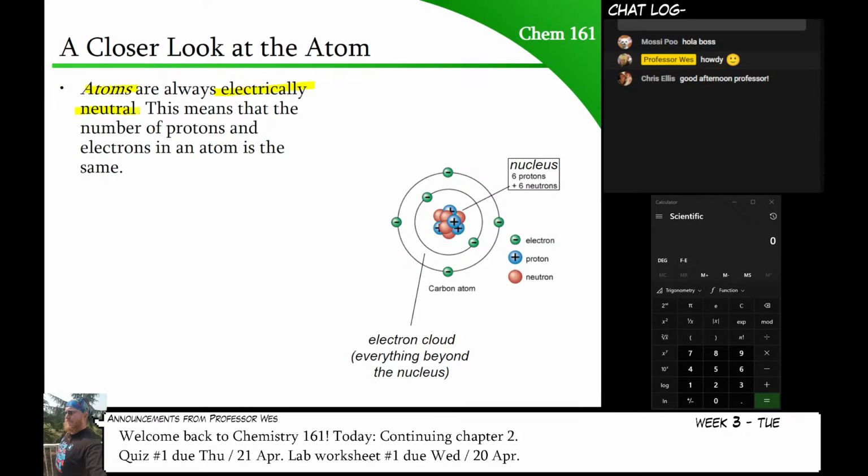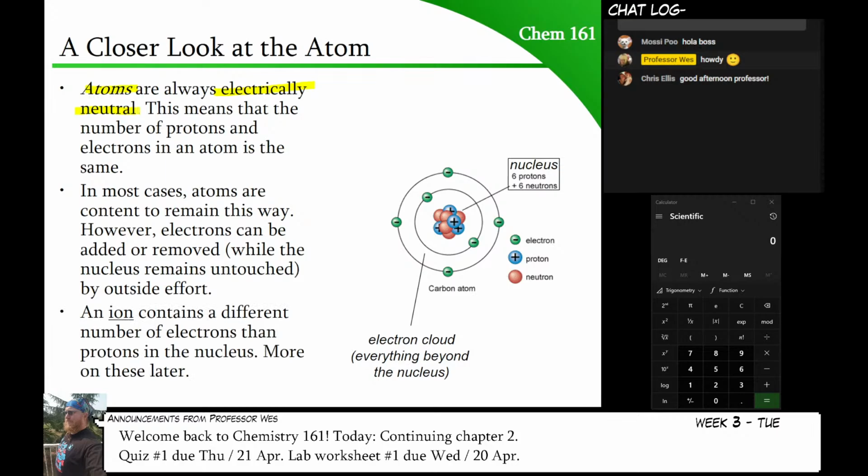Now, this is not true if you have an ion. Ions have different numbers of electrons and protons, and thus there is a residual electric field that is interpreted by us as what we call charge. We're going to talk about ions in Chapter 4. So just keep that in mind for now. You probably already know what an ion is from 140.